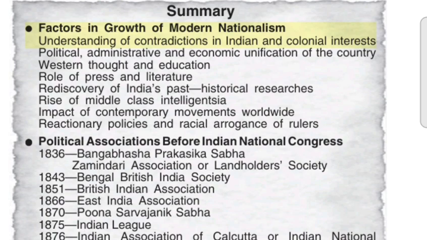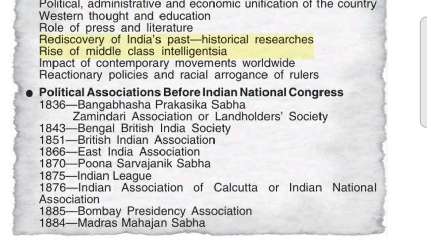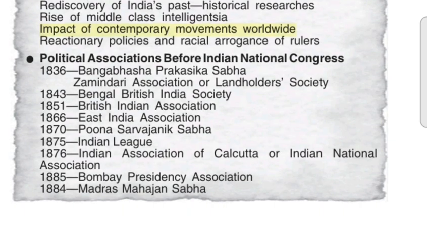Summary: factors in growth of modern nationalism. Understanding of contradictions in Indian and colonial interests. Political, administrative and economic unification of the country. Western thought and education. Role of press and literature. Rediscovery of India's past. Historical researches. Rise of middle-class intelligentsia. Impact of contemporary movements worldwide. Reactionary policies and racial arrogance of rulers.